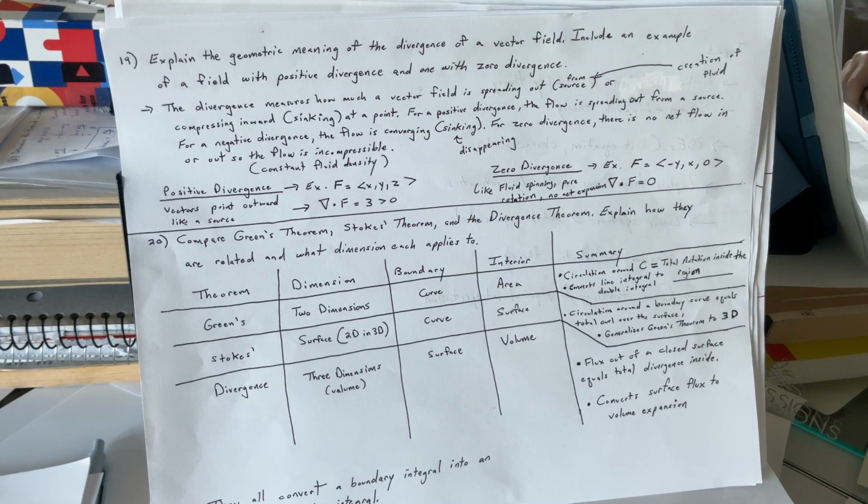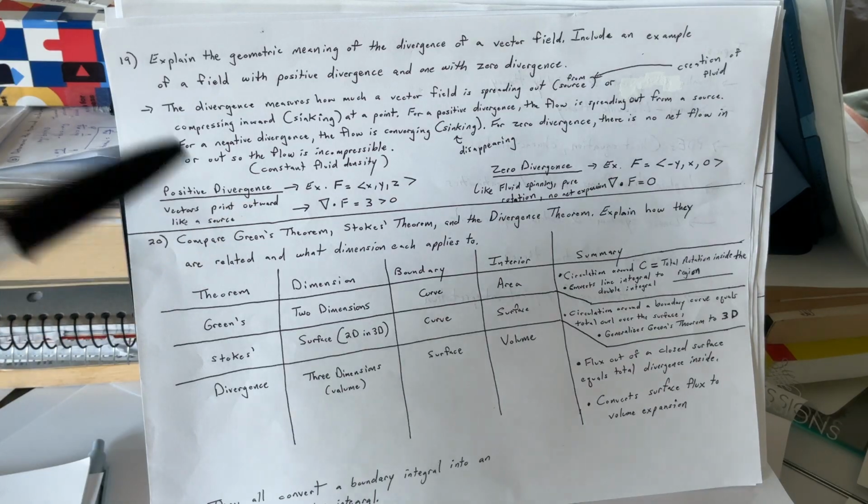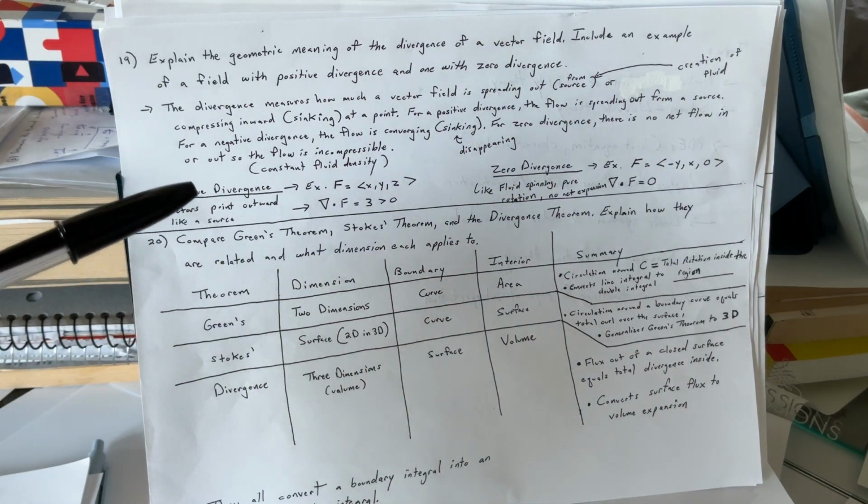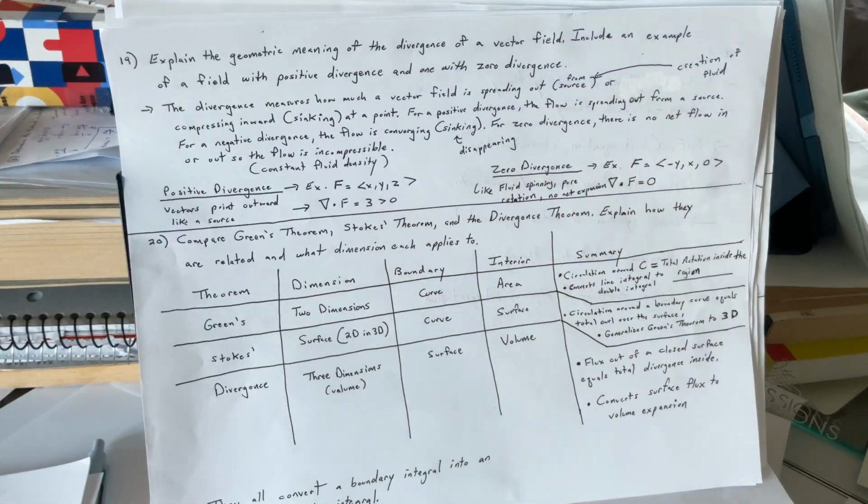Now, the third situation we have is a 0 divergence. If there's 0 divergence, there's no net flow in or out. So we call that, remember that this is a key word you'll hear a lot of people say, it's incompressible. So the fluid density in that situation is constant. All right. So that's basically what you could just classify divergence as geometrically.